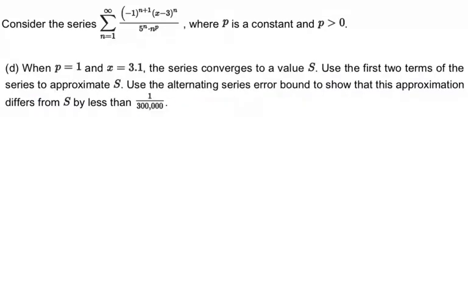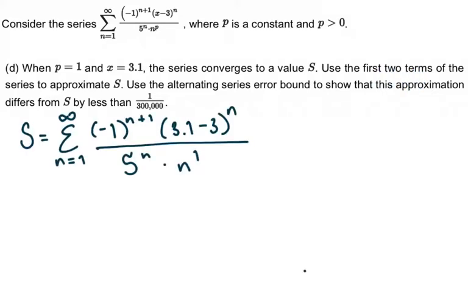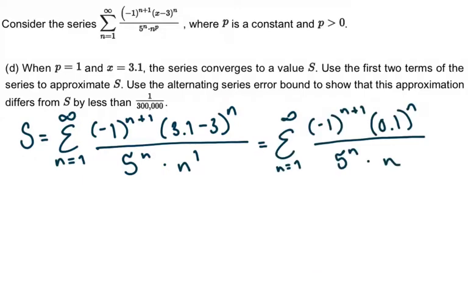Once again, we're given a value for p and for x, and this series is going to converge to some value. Find the first two terms to approximate s using the alternating series error bound to show that the approximation differs less than 1 over 300,000. So this comes back a little bit to what we were looking at in our last free response. And we're going to start by just setting up the first two terms of that series. So there's our series. Did a little simplifying, and we're just going to plug in our first two terms using n equals 1 and n equals 2.